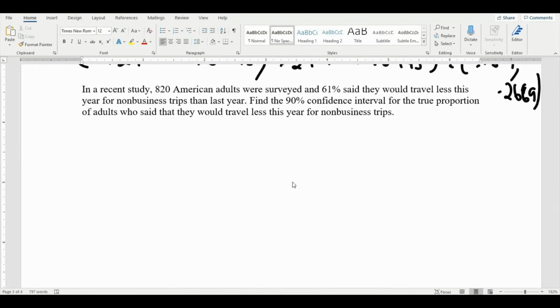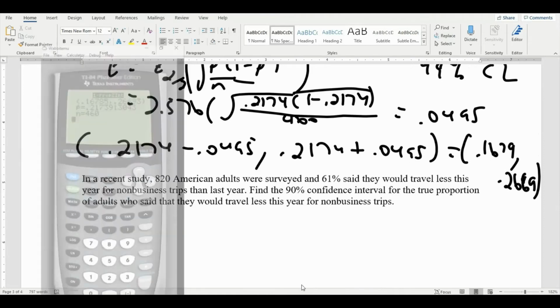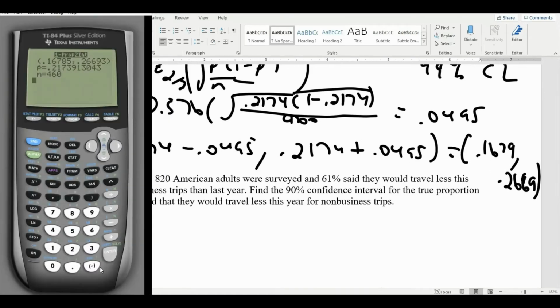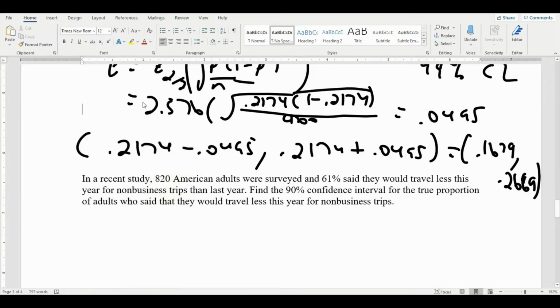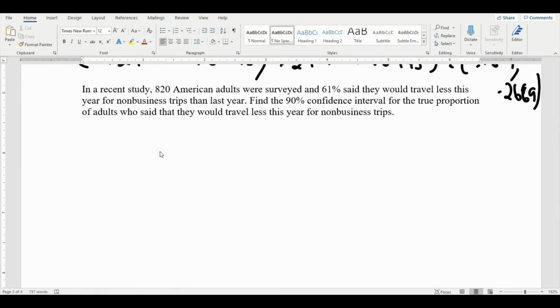So, by the way, once I have these intervals, 0.2669 minus 0.1679, divide that by 2. See that margin of error? I could have done it backwards. So let me show you what you want to do.